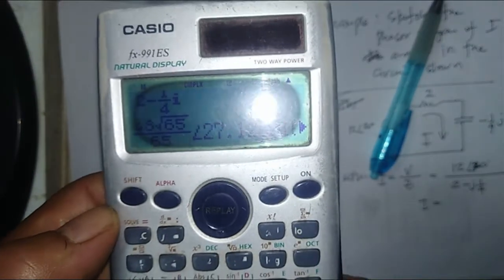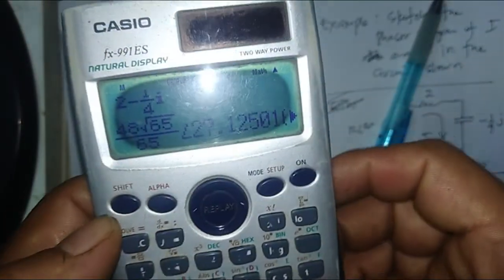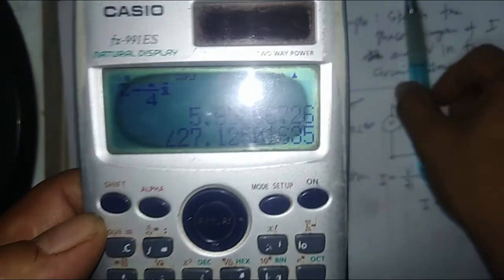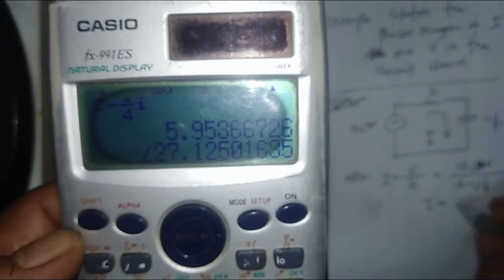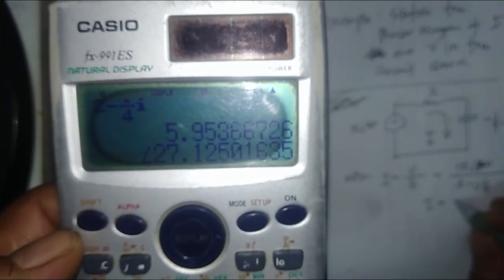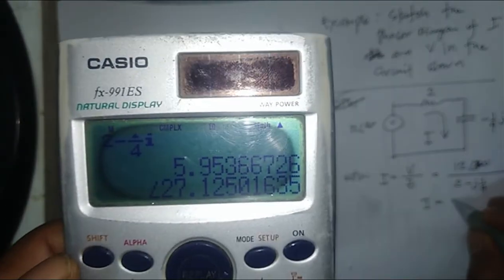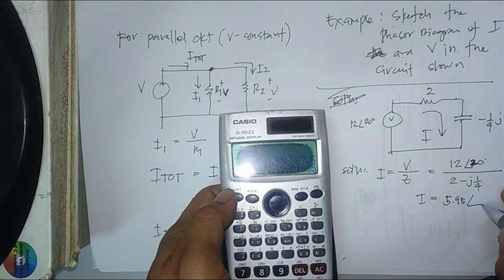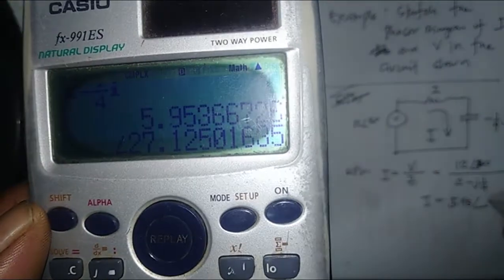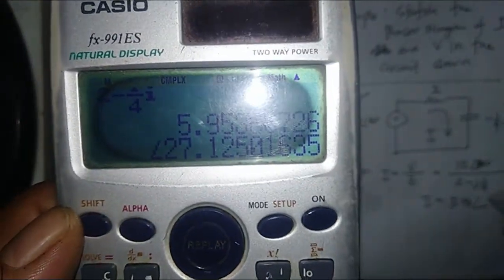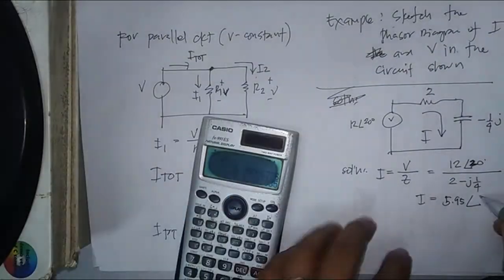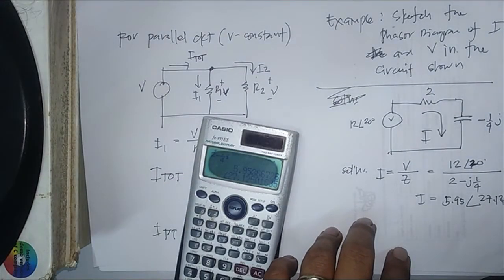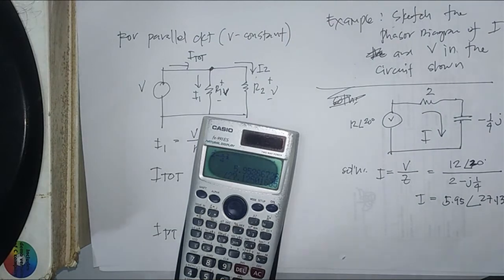Oh yeah, I have here my values. So we will change this to decimal point. So this is 5.95 with the angle, take note of the angle, 27.13. So this is 27.13 degrees. That is your current I.